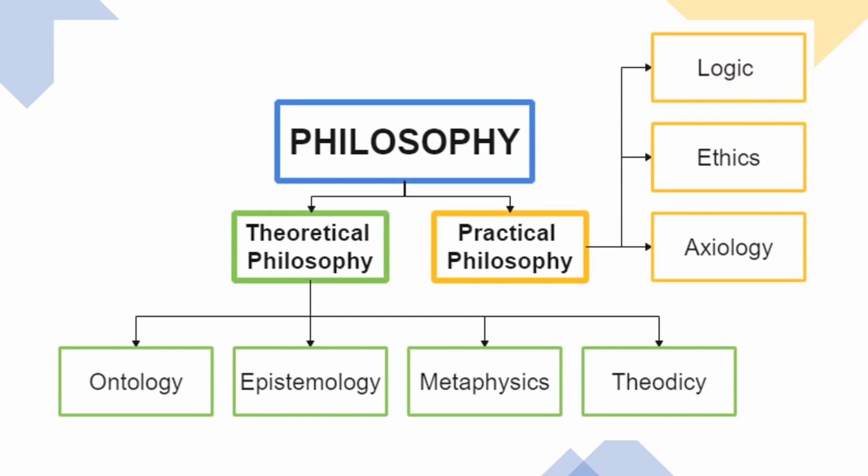Today, we are going to talk about the different branches of philosophy. As you can see in the picture, there are two main branches of philosophy. Namely, we have theoretical philosophy and practical philosophy. Under theoretical philosophy, we have ontology, epistemology, metaphysics, and theodicy. Under practical philosophy, we have logic, ethics, and axiology.